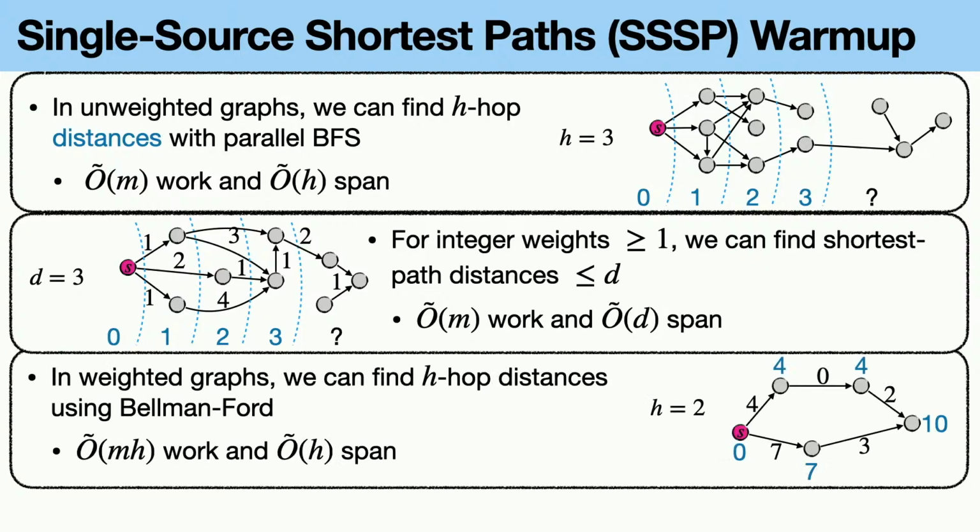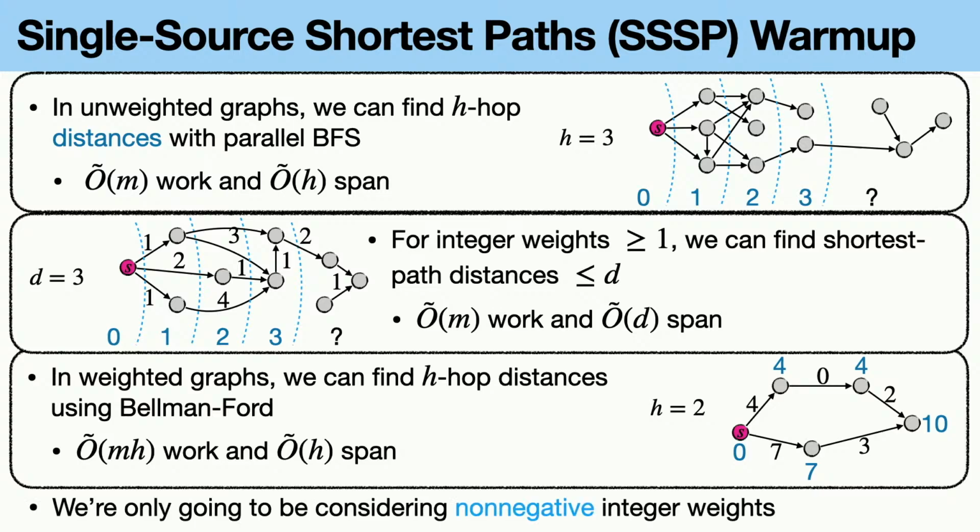And in weighted graphs, we can find h-hop distances using Bellman-Ford. Bellman-Ford would need to run h rounds of relaxing all the edges. So this would be mh work and h span. Okay, so those are the easy things that we have as building blocks. Now, I'm only going to be talking about non-negative integer weights here. Nairen had a nice result for negative integer weights, but this is all I'm going to be focusing on.